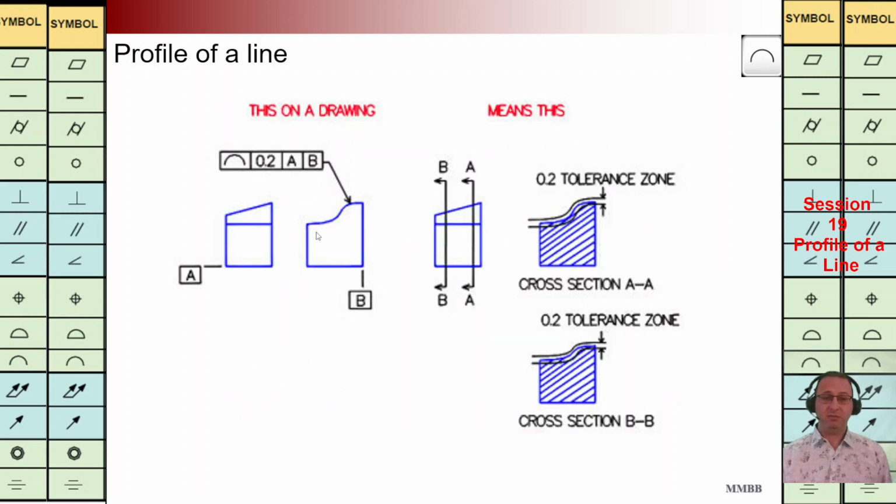Here we have another example. We have line profile TZ is 0.2 back to plane A and B. It means for each cross section we are going to have two parallel lines, and the distance between two lines is 0.2, and the profile should be in that boundary, that wavy profile, let's say, for each cross section.